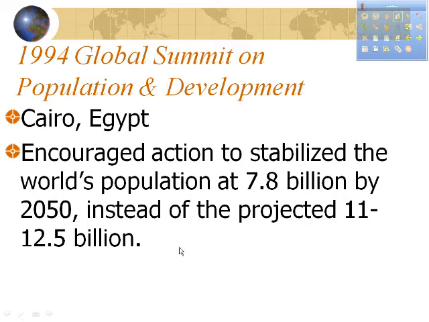In 1994, there was a global summit on population and development. It was held in Cairo in Egypt, and it encouraged action to stabilize the world's population at 7.8 billion instead of the 11 to 12 billion. So that was the goal. That was what all the countries met and decided this is what we want to try to achieve.